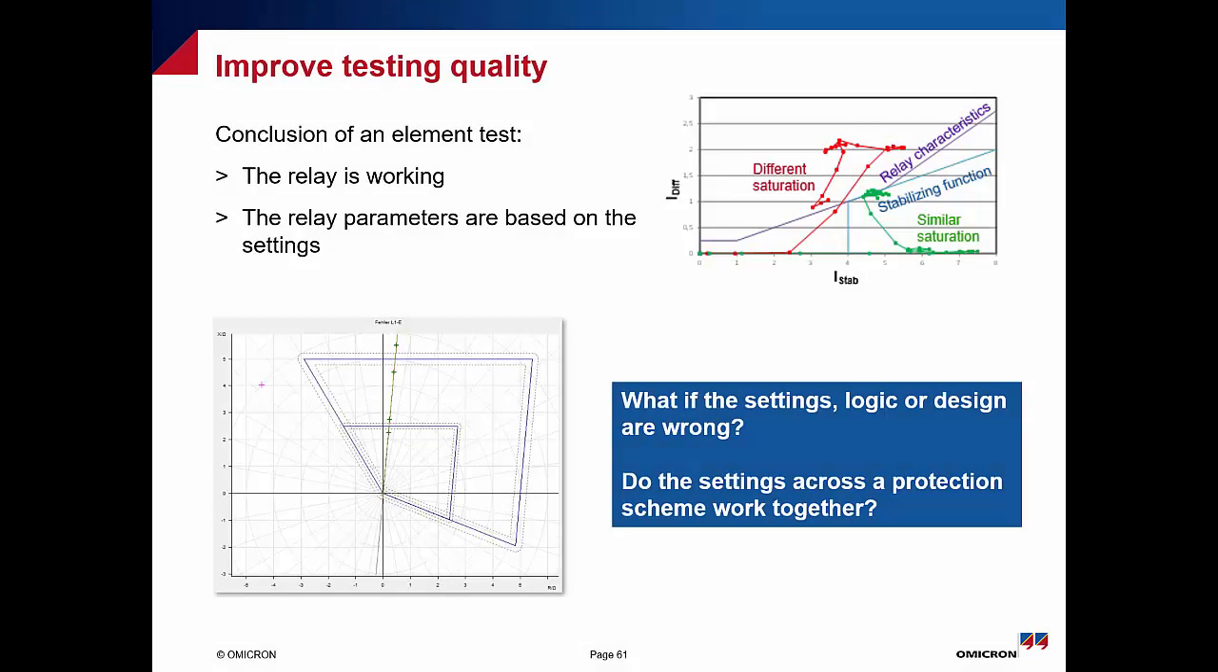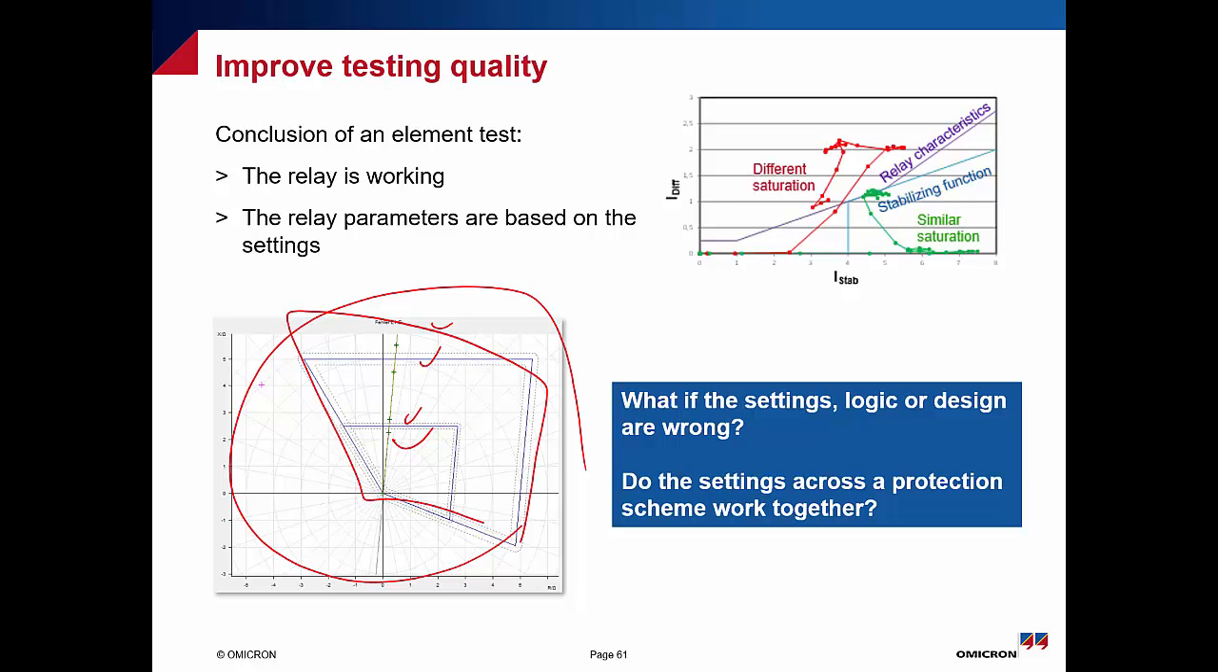Let's give you some examples. As we see here, this is a distance protection. It's not the main topic for us today to discuss, but here I got that all tests passed. But maybe the characteristic itself is not adapted with the resistance and reactance of my transmission line.